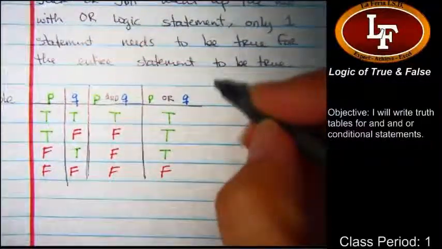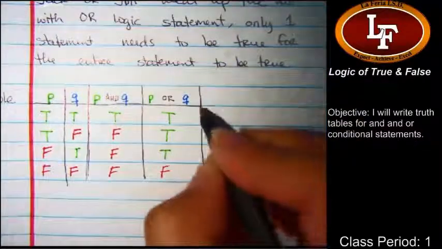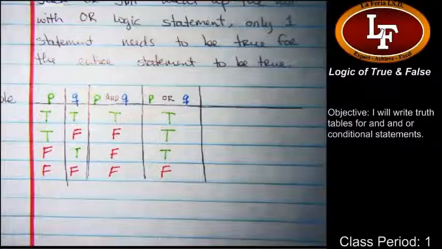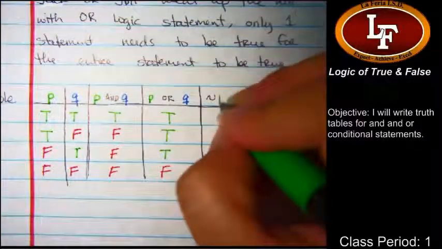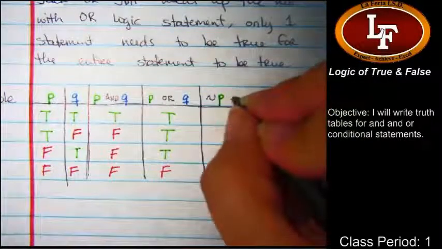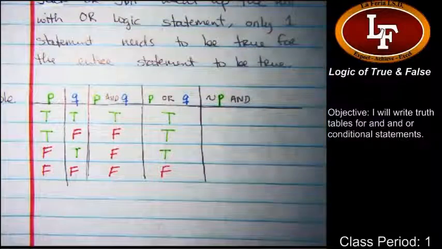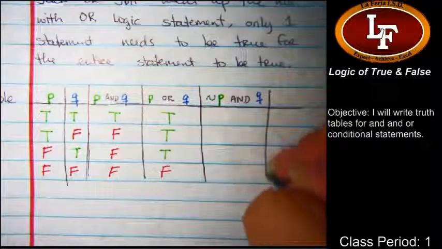All right, I want to trip out your brains. Are you ready? I want the truth value. That squiggly line means not. The squiggly line means not. Okay? I want the truth value of not P and Q.